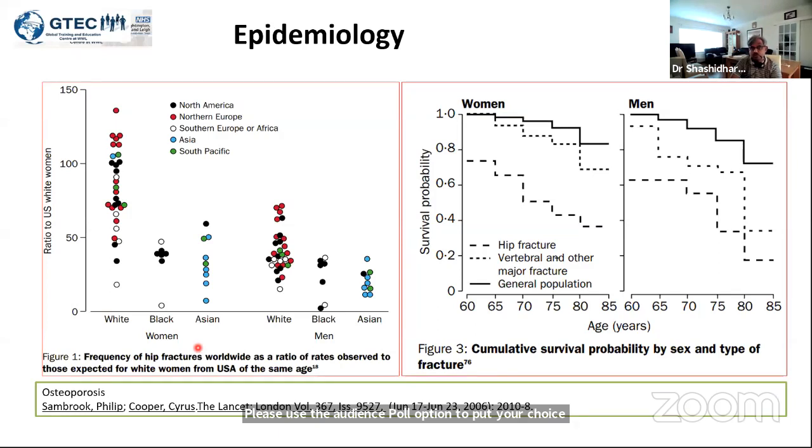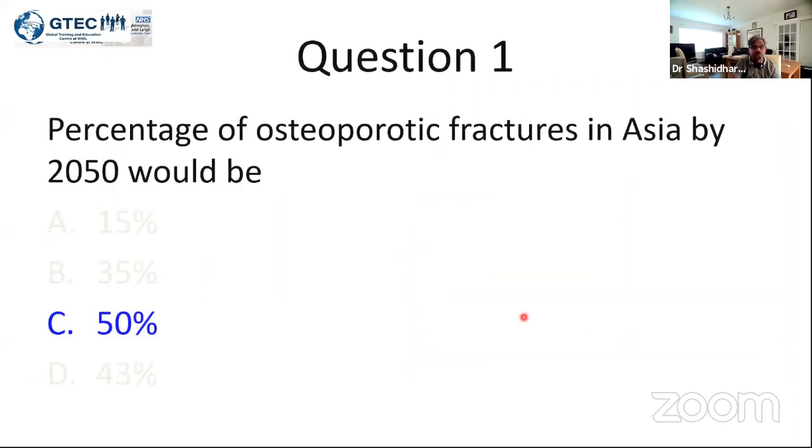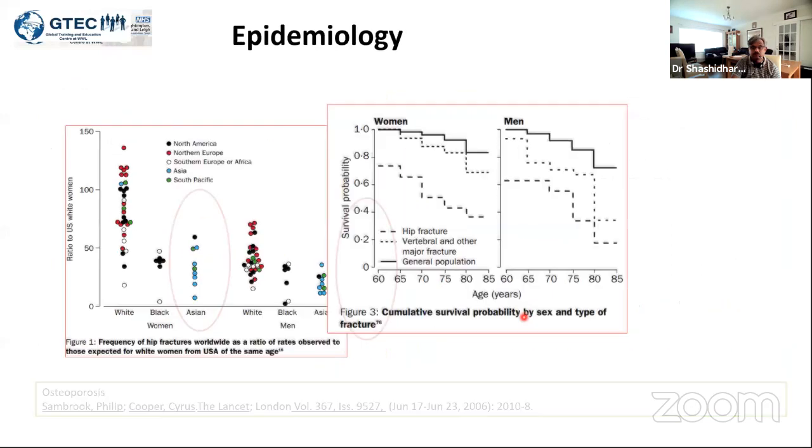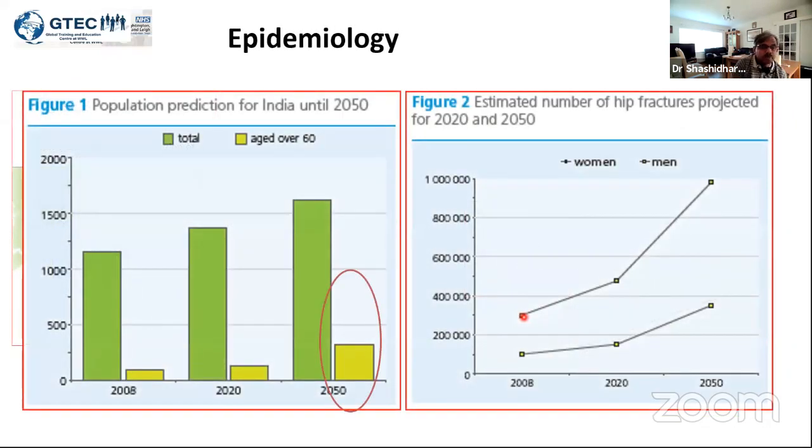Women tend to have more osteoporotic fractures than men, but unfortunately, men seem to die more than women. The mortality is far higher. If you then look at the population prediction in India, by 2050 the population is going up. And the population over 50 is increasing substantially, far more than the total population. If you look at the graph on this side, you can see the number of people with a fractured neck of femur is going up quite steeply.